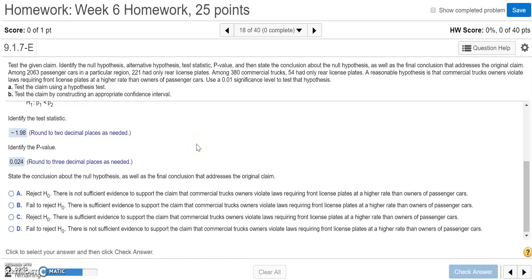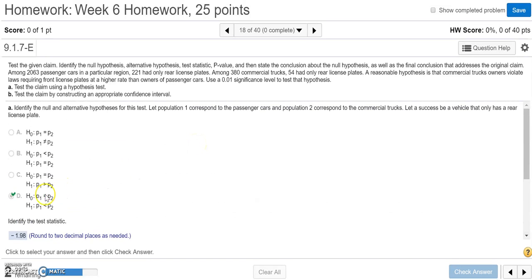Let's go back up to the first part. So my null hypothesis said that P1 was equal to P2. That means the proportion of people who had only rear license plates was exactly the same for the passenger cars and the commercial trucks. No difference. My alternative hypothesis said that the commercial trucks actually had a higher rate of having only rear license plates. The commercial trucks, population 2, was more than population 1.